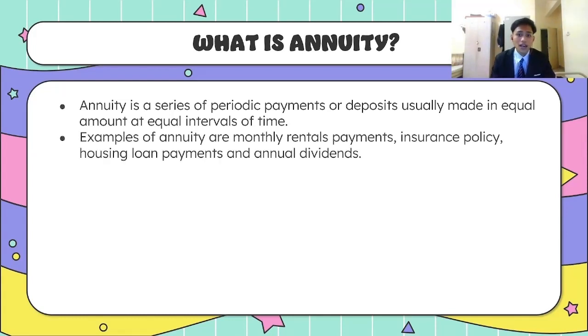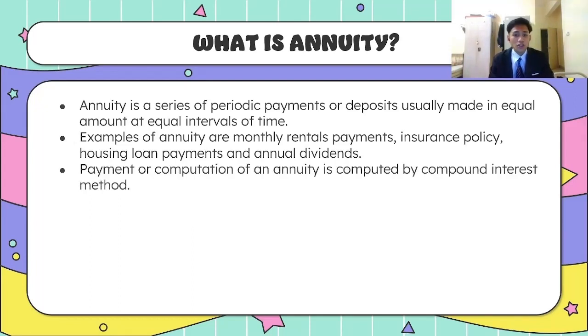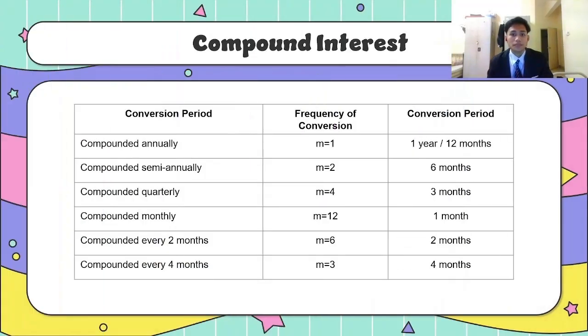Examples of annuity are monthly rental payments, insurance policy, housing loan payments, and annual dividends. Payment or computation of annuity is computed by compound interest method. This one you guys need to memorize first because the annuity chapter is related to each other.